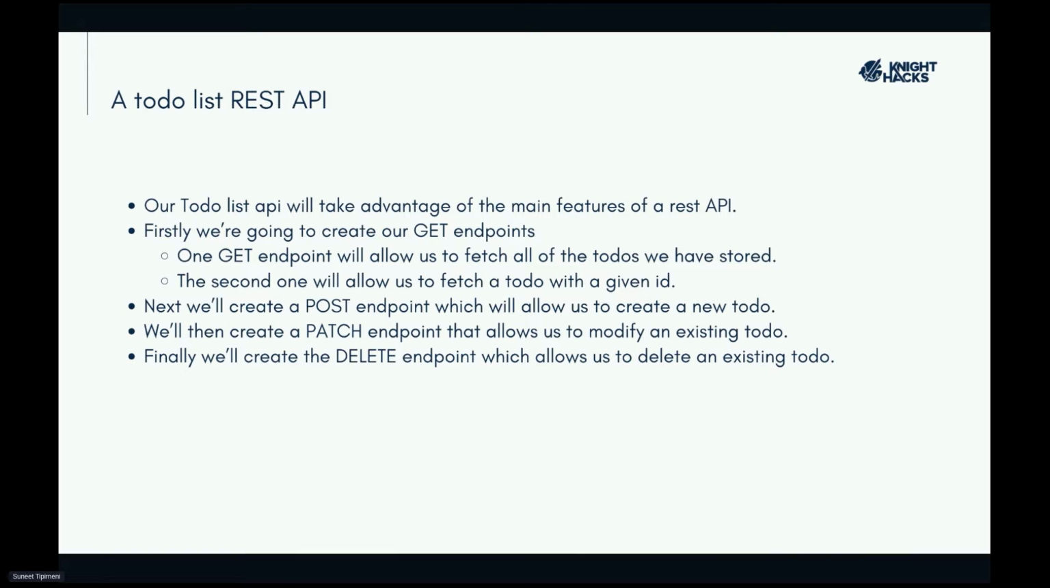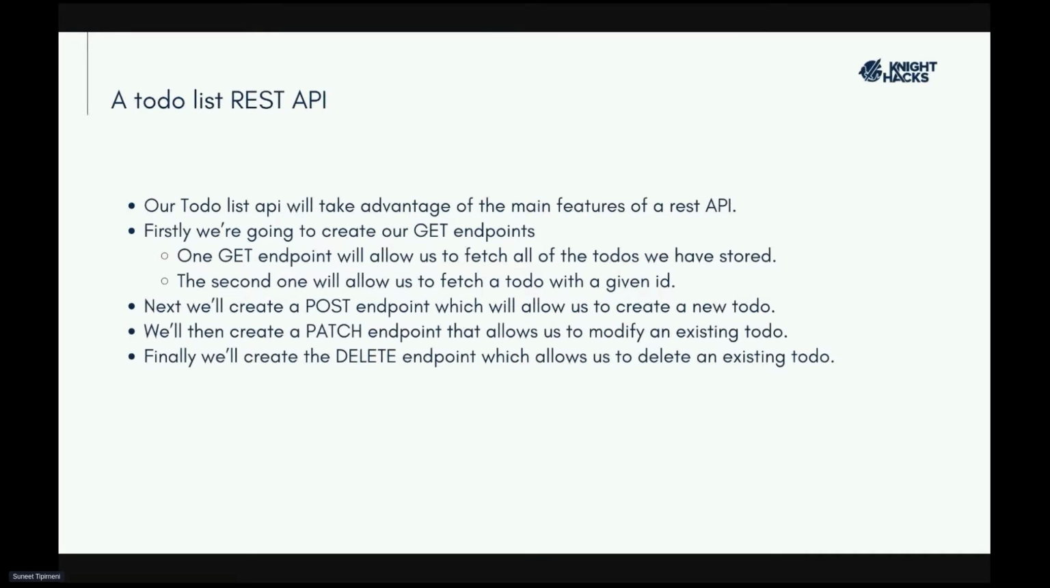The next thing we'll do is create a POST endpoint, which will allow us to create a new to-do. Then we'll create a PATCH endpoint, which allows us to modify an existing to-do. By the way, this PATCH endpoint in our use case is mainly going to be used to edit whether the to-do is completed or not. It's not going to change much more than that, because remember, we don't want to replace the entire thing. That would be a POST request. The fourth thing we'll do is implement the DELETE endpoint, which allows us to delete an already existing to-do.